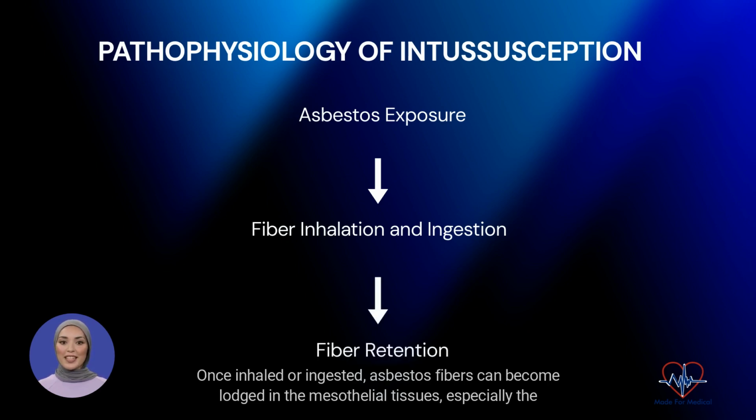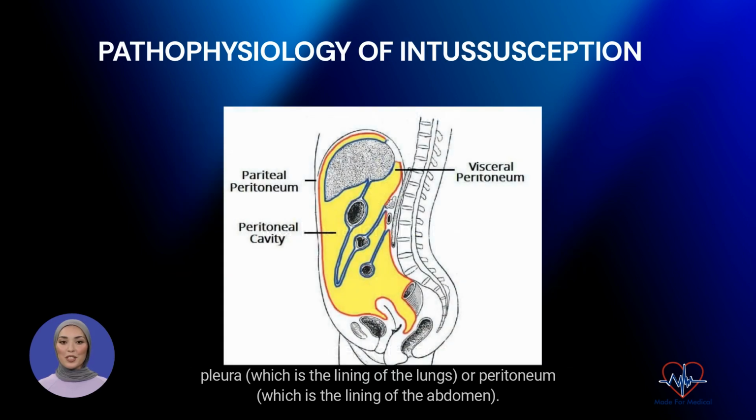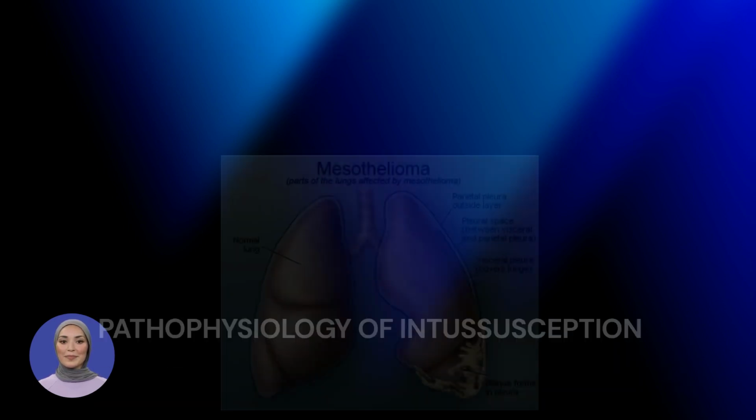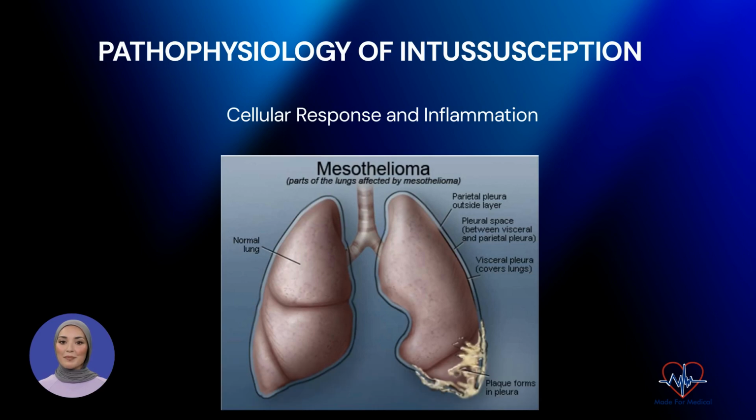Once inhaled or ingested, asbestos fibers can become lodged in the mesothelial tissues, especially the pleura, which is the lining of the lungs, or peritoneum, which is the lining of the abdomen. The fibers are not easily expelled from the body and may remain trapped in the tissues for years or even decades. The presence of asbestos fibers in the mesothelial tissues triggers an inflammatory response by the immune system.